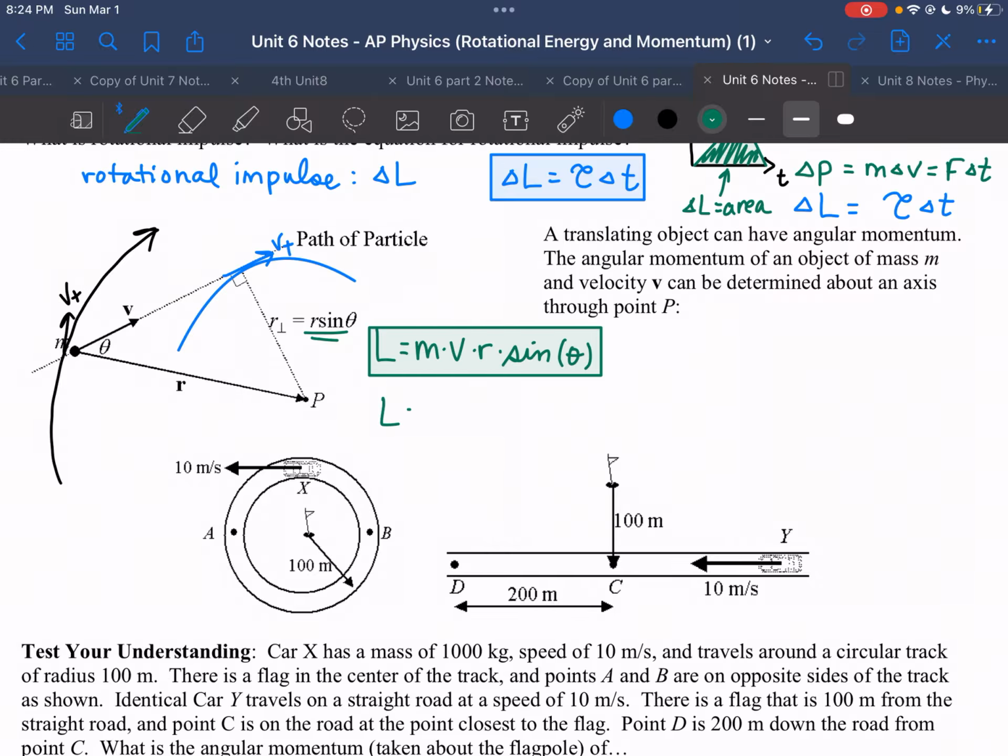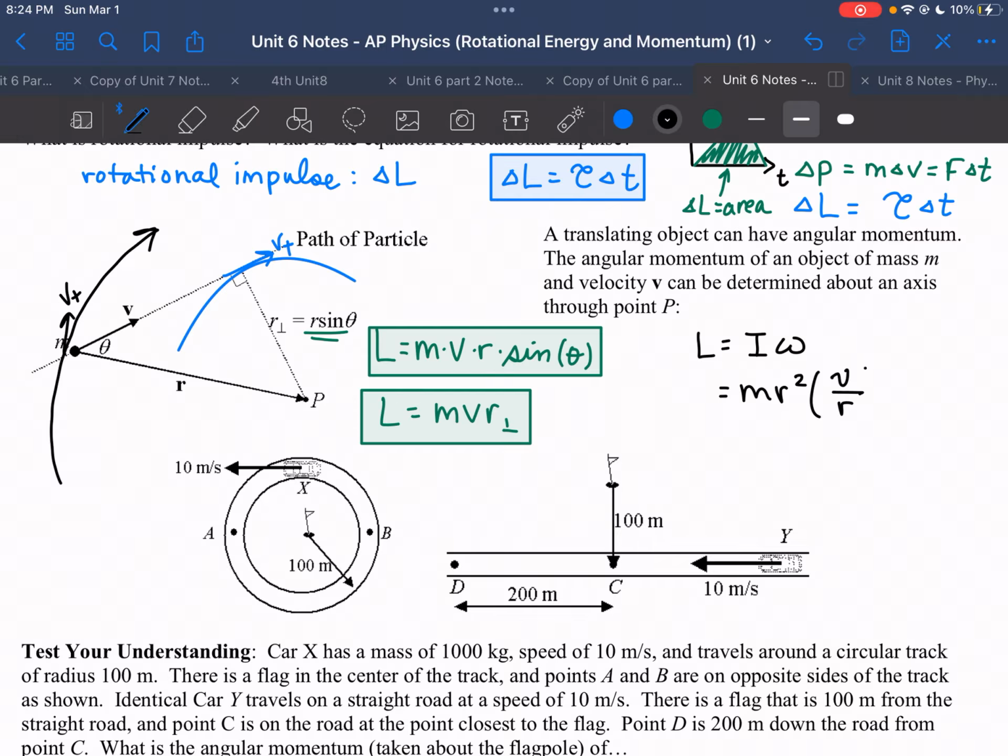Now, here's why this actually works. Because if you have L equals I omega, and you want to convert this into values that are pretty easily measurable, we have I, which is mr squared, and omega, which is velocity divided by the radius. Now again, that is tangential velocity there. Well, one of the radius is going to cancel out, and we just have mvr. Looks like this.